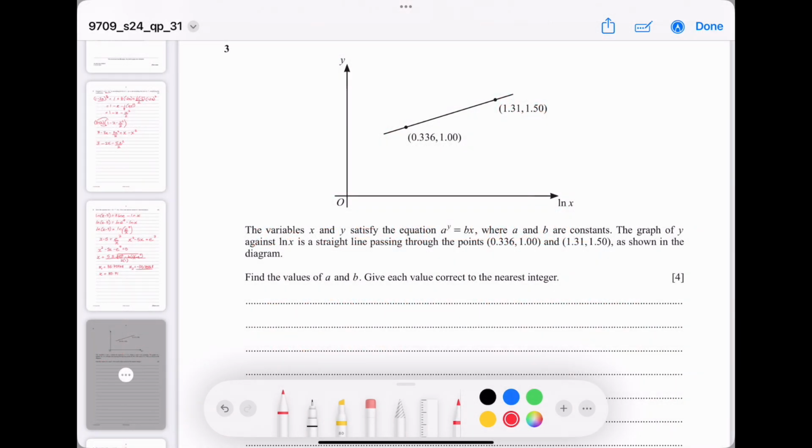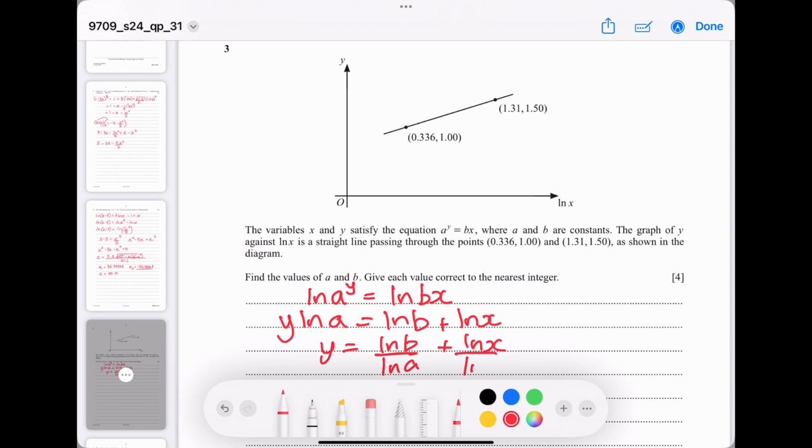First step here, if we want to write this as a straight line, we're going to take logs of both sides. So we've got ln a to the y is equal to ln bx. Y can come in front, laws of logs. And I can separate these two into ln b plus ln x. I then can say that y is equal to ln b over ln a plus ln x over ln a.